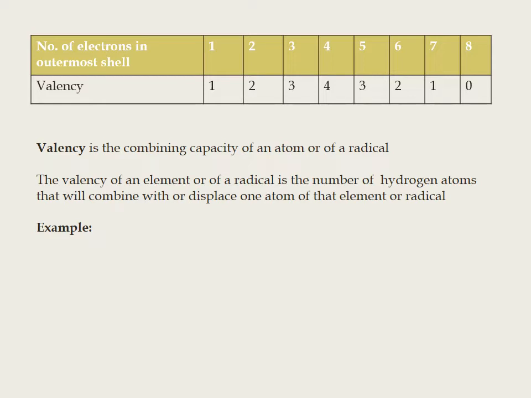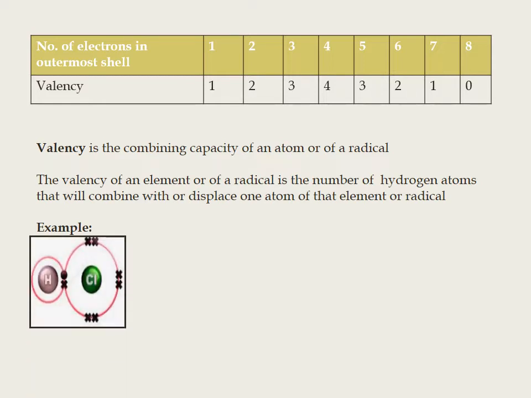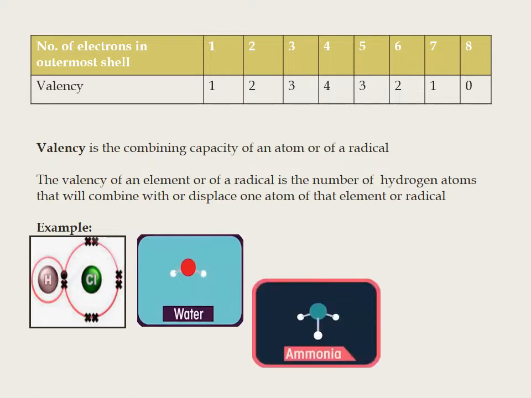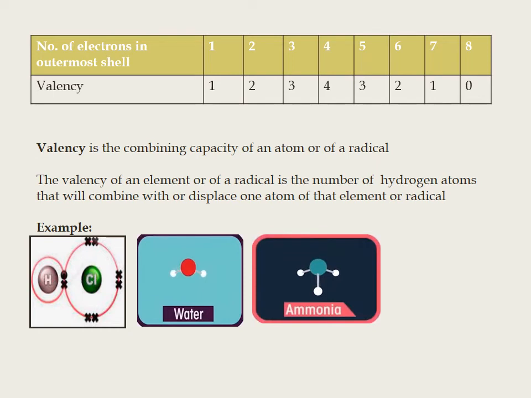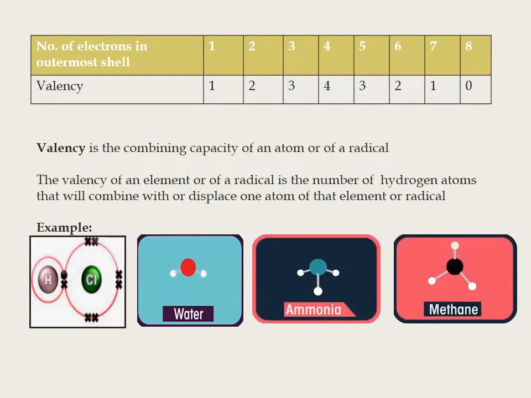One atom of chlorine combines with one hydrogen atom to form a molecule of hydrogen chloride. So the valency of chlorine is 1. One atom of oxygen combines with two atoms of hydrogen to form a molecule of water. So the valency of oxygen is 2. In an ammonia molecule, one atom of nitrogen combines with three atoms of hydrogen. So the valency of nitrogen is 3. In a methane molecule, one carbon atom combines with four hydrogen atoms. So the valency of carbon is 4.